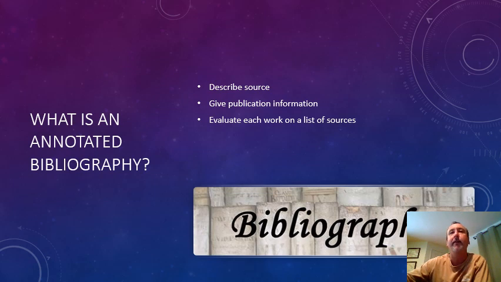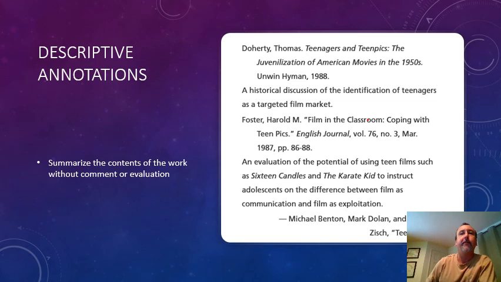So let's take a look at how that works. There's a couple of different types. The first one is a descriptive annotation, or descriptive annotations. In this format, just like in all the others, you'd start out with the source cited, just like you would do when writing any other paper.